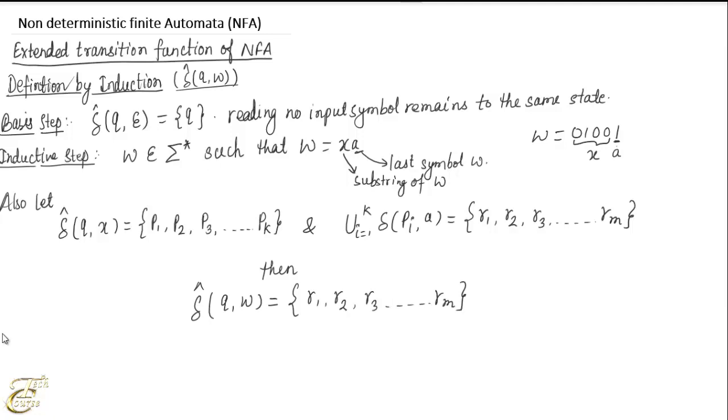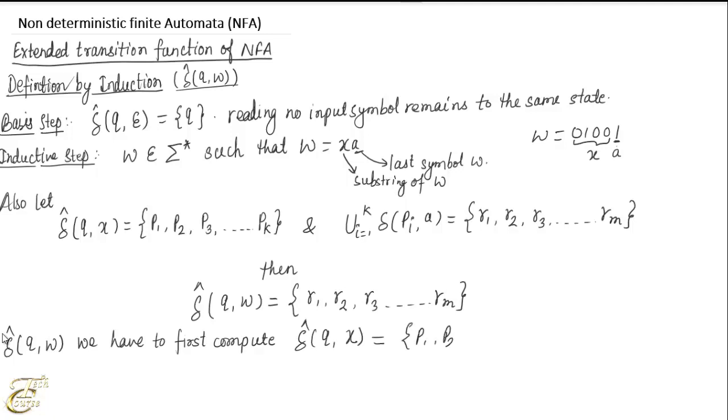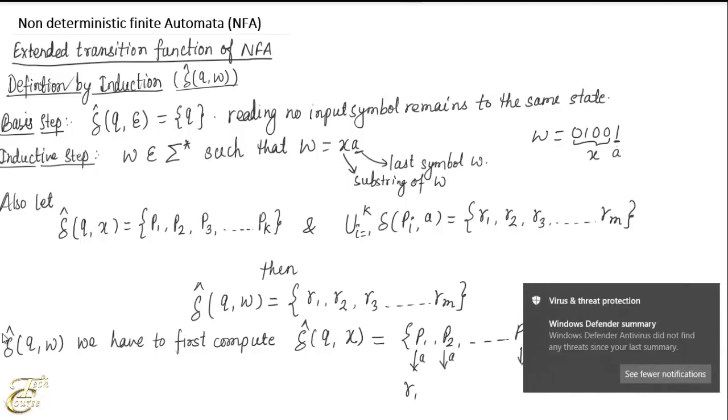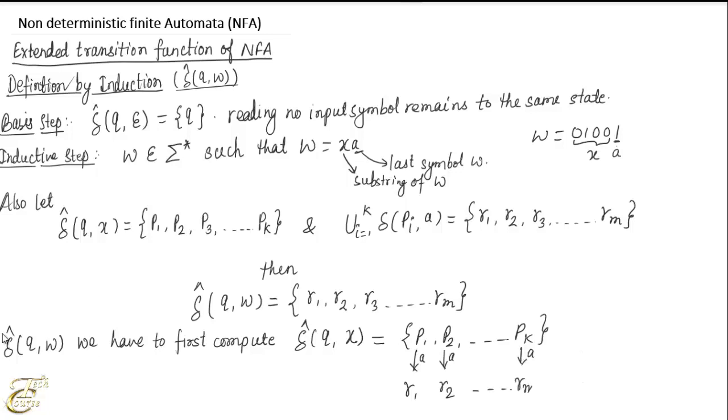This inductive step says that to compute the value of delta cap of Q comma W, we have to first compute delta cap of Q comma X, which is {P1, P2, and so on to PK}. Then reading the symbol A in each of these states leads to the states R1, R2, and so on, Rm. So delta cap of Q comma W equals delta cap of Q comma XA, which equals this.